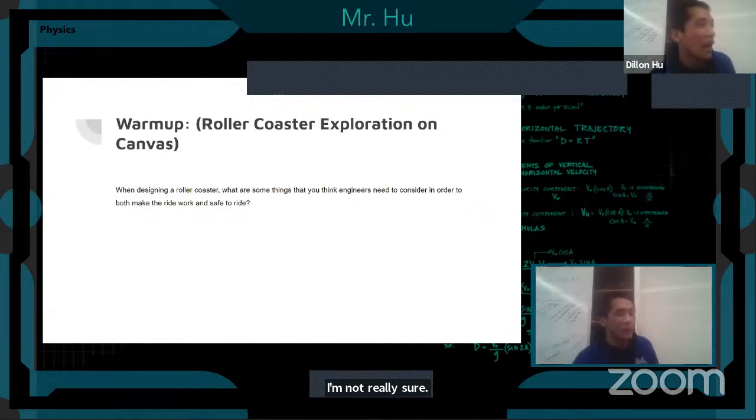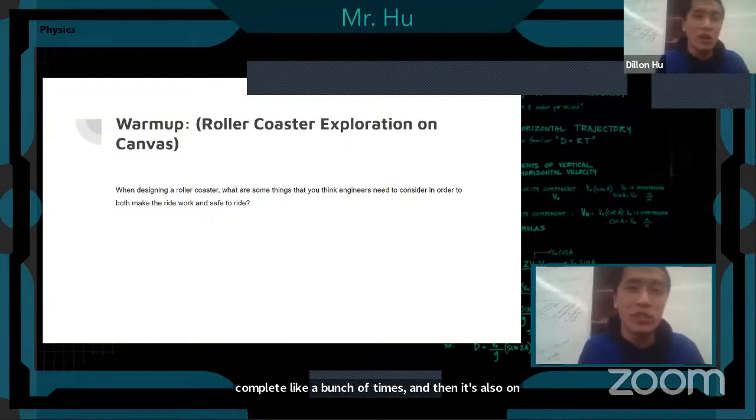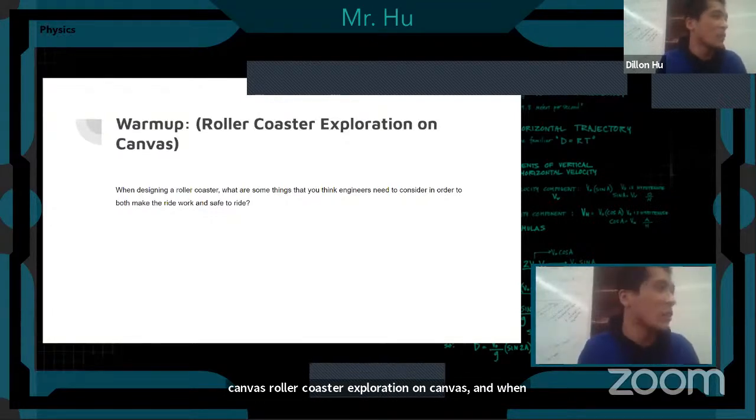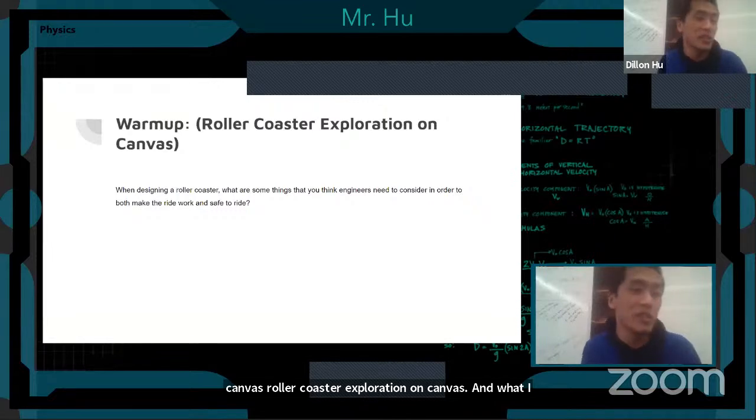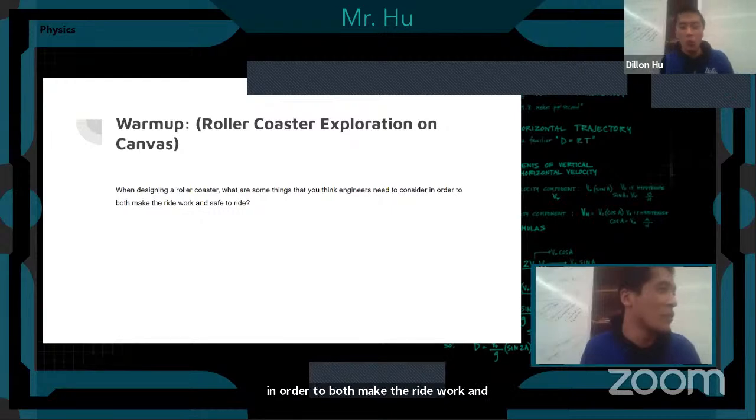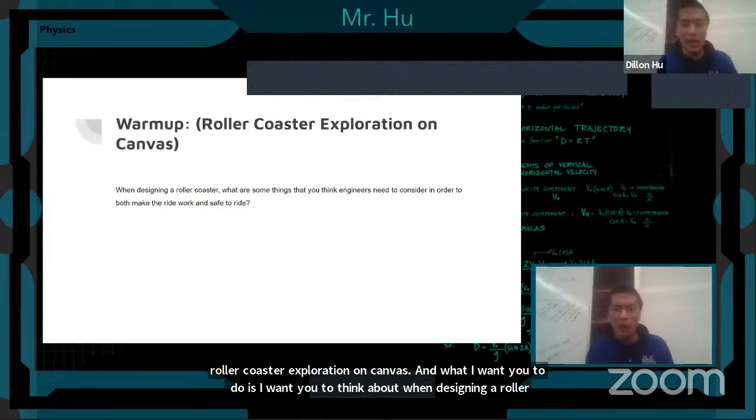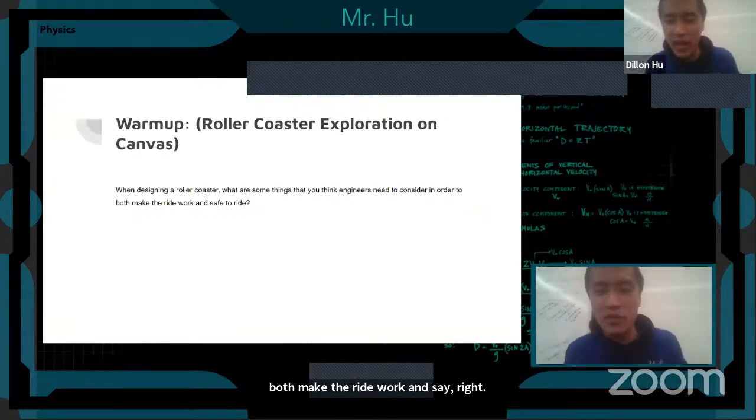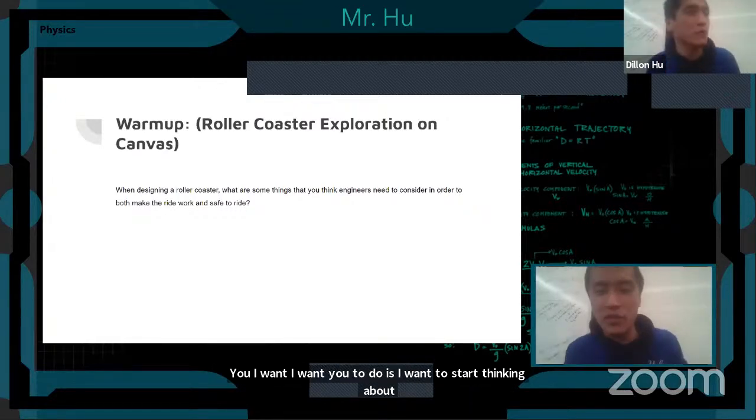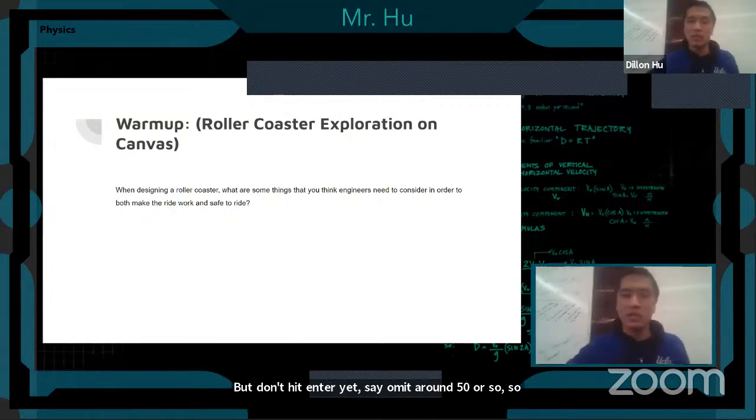I'm very curious. Those of you just joining us, open the doc in the chat. It's linked a bunch of times, and it's also on Canvas: Roller Coaster Exploration. What I want you to do is think about what are some things engineers need to consider in order to both make the ride work and safe to ride. Start thinking about it and have your answer written out, but don't hit enter yet. We'll hit enter around 8:50 or so. That gives you about 3 minutes to write that out.